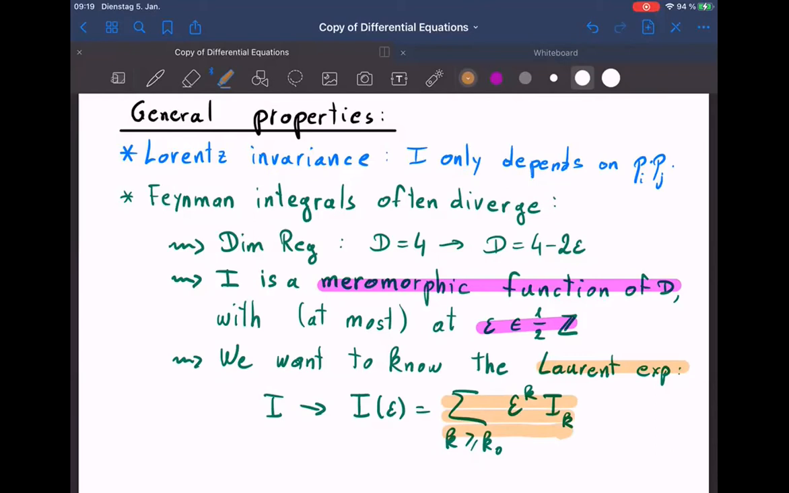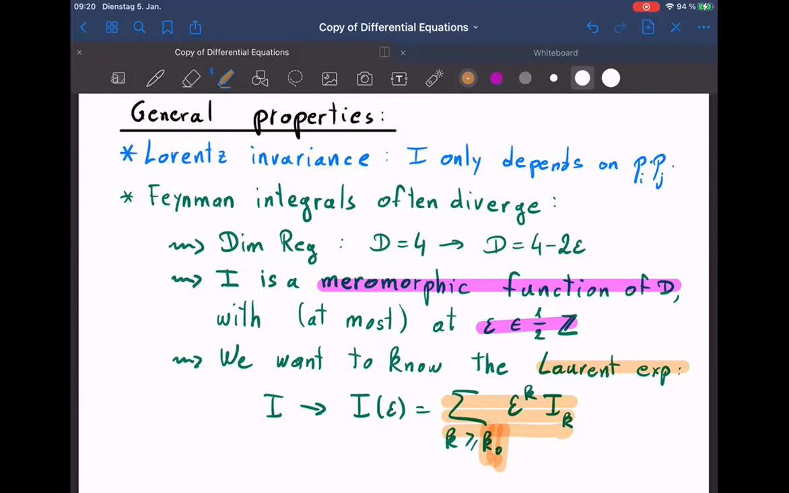This expansion starts at some power epsilon to the power k0, where k0 can be positive or negative. And if k0 is negative, for example, if k0 is -1, then the expansion starts with 1 over epsilon. So you have a pole at epsilon equals 0, or equivalently at d equals 4. Okay, so I guess this is something that you know, but I wanted to remind you of it, because what we want to compute is always this Laurent expansion in epsilon. Good.